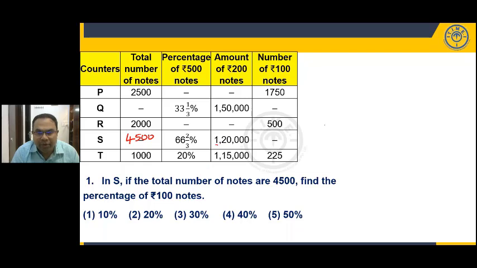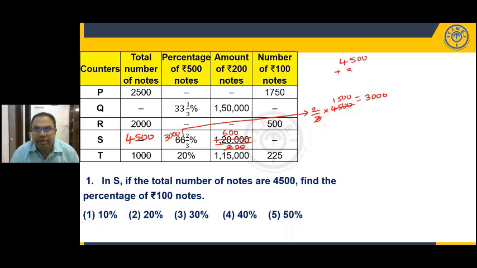How many 200 rupee notes? If I divide, I'll get 600 200 rupee notes. 66 2 by 3%. How much is 66 2 by 3%? It is 2 by 3. 2 by 3 of 4,500 is 3,000. Very good, 500 rupee notes. Total notes are 4,500. 500 and 200 rupee notes are 3,600. So if I subtract, 4,500 minus 3,600, I'll get 900 100 rupee notes.